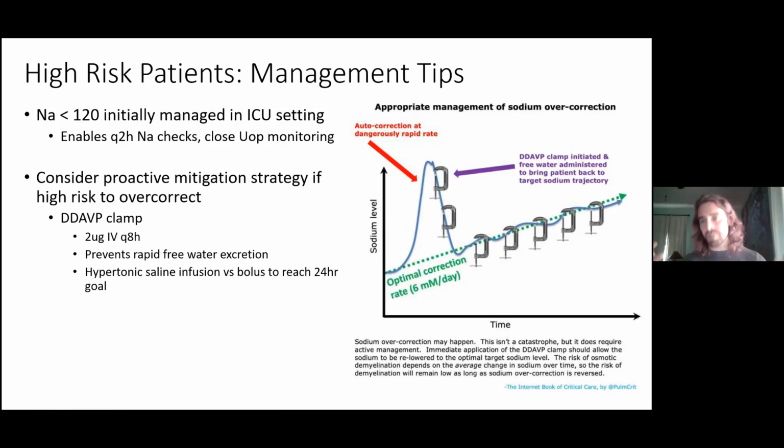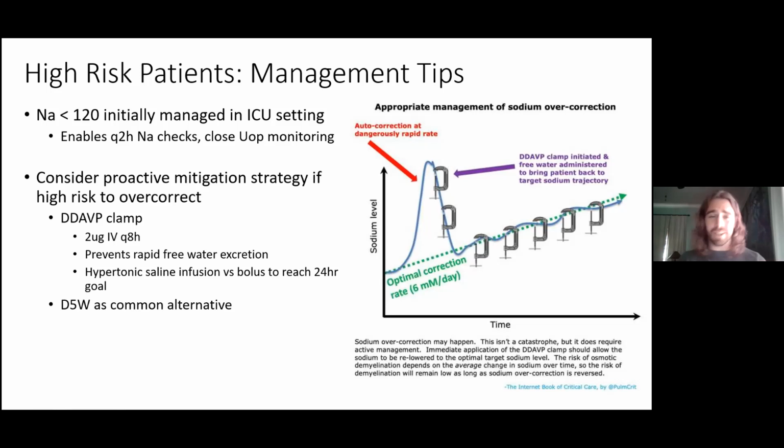There are actually formulas out there that you can use on MD Calc that calculate our goal correction. Okay, we want to correct 6 milliequivalents in the next 24 hours. How much hypertonic saline should we give in that setting? We have the clamp on so that we know that we're not going to overcorrect. And then eventually we can safely take the clamp off.